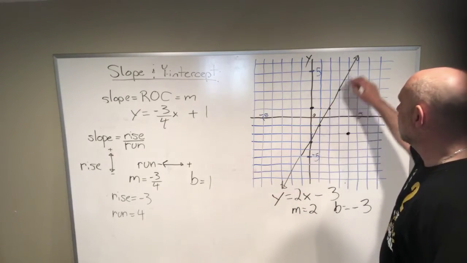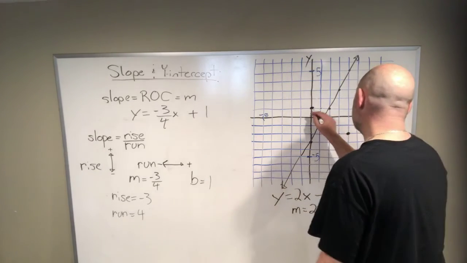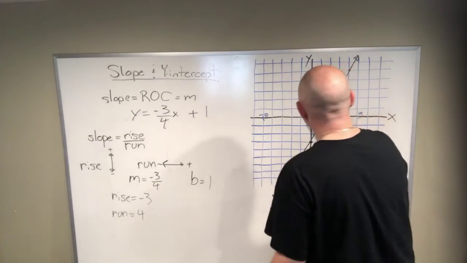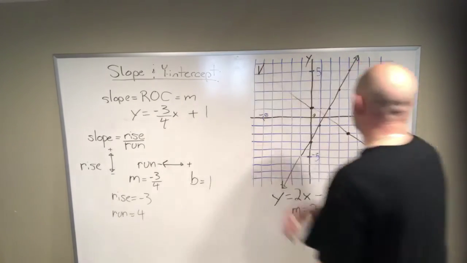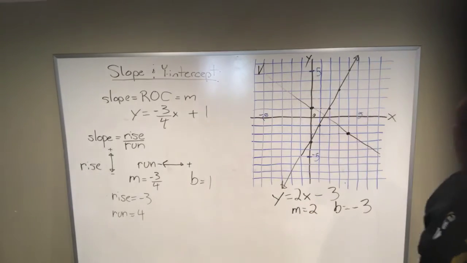Remember I put all these other dots? I didn't have to. All I need are 2. If you have 2, you know what this line looks like. You just get a ruler and extend it in each direction. Okay? That's it.